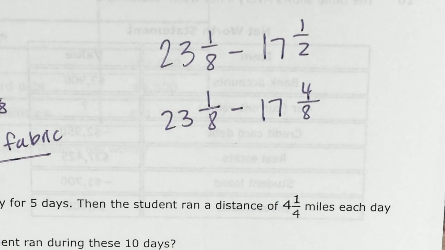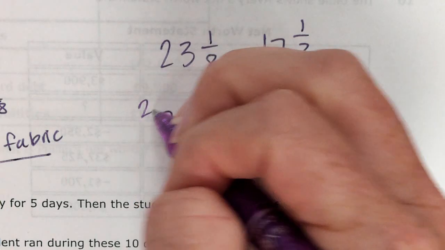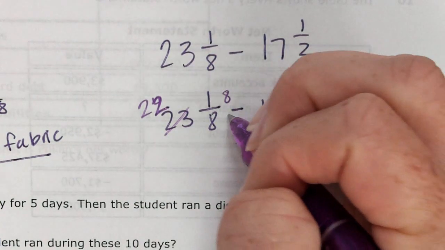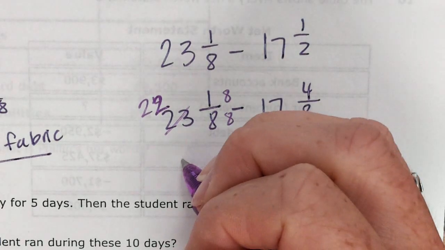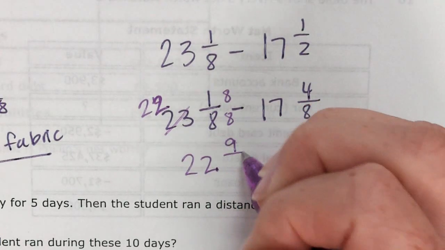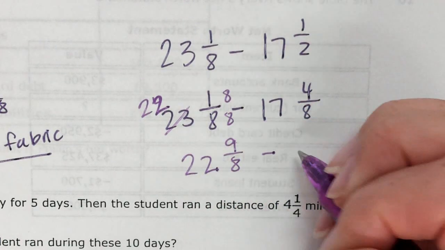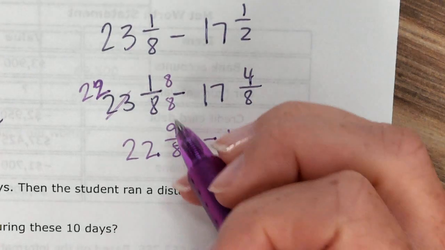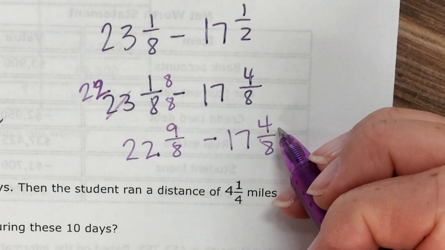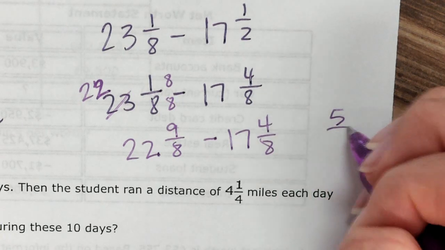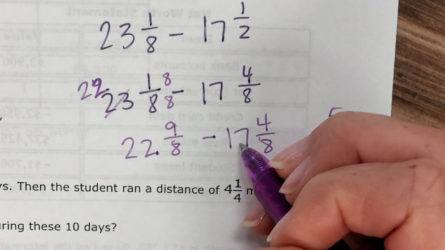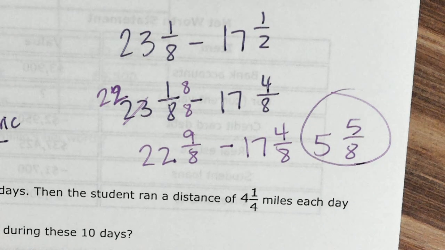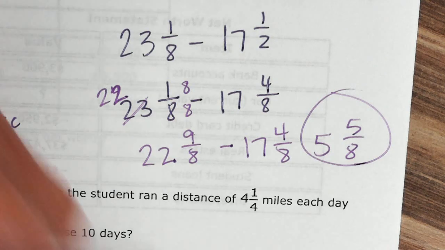So I'm going to borrow from here. This is going to become 22. Thank you. And I'm going to put 8 over 8 to add with this. So I have 22 and 9/8 minus 17 and 4/8. What is 9 minus 4? 5. So I have 5/8. That's good. What's 22 minus 17? 5. So that's how much they have left.